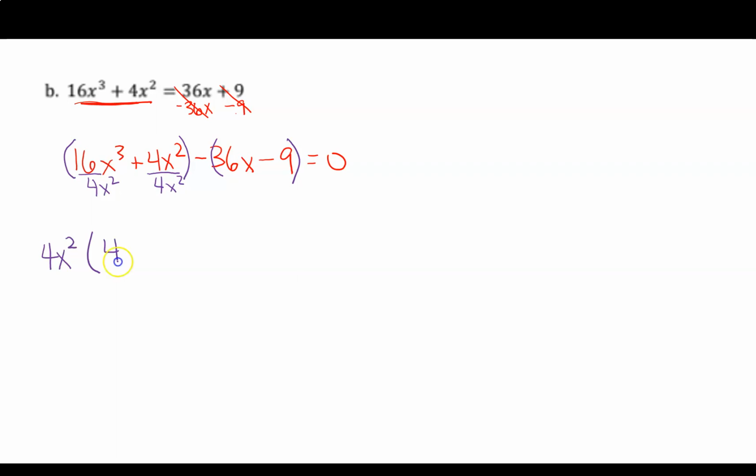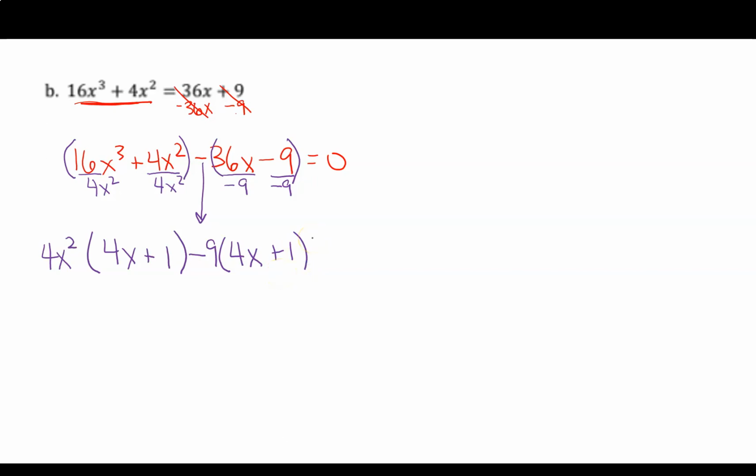And that leaves me with 4x plus 1. I have a minus sign here. I always make sure I bring it down. And I could divide 36 and 9 by, since I brought that negative down, I'm going to divide by negative 9. And that's going to give me 4x plus 1.